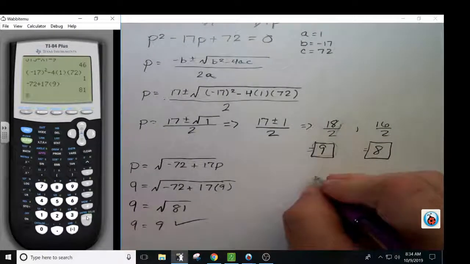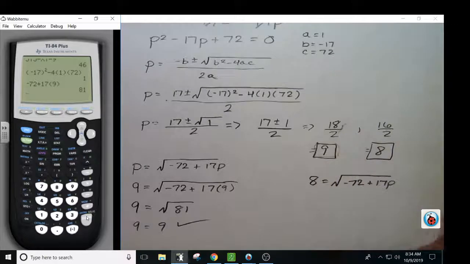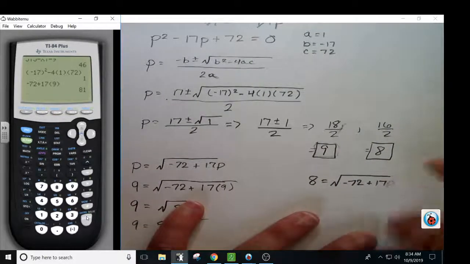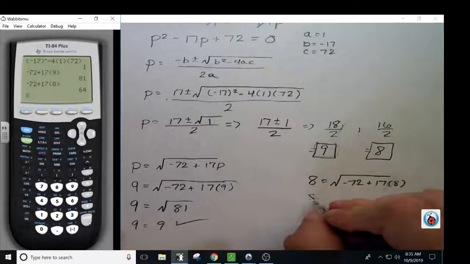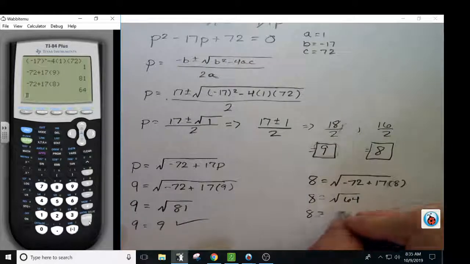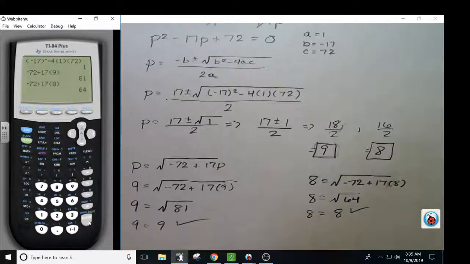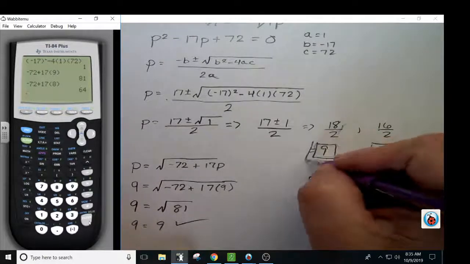Now, plug into 8. 8 equals the square root of negative 72 plus 17p. Should be 8, sorry. Plug in 8 there. All right, now, go here and put 8 here. That's 64. What's square root of 64? 8. So, guys, that means both of those are good solutions. You have no what they call extraneous solutions. Okay. So those are both your answers.